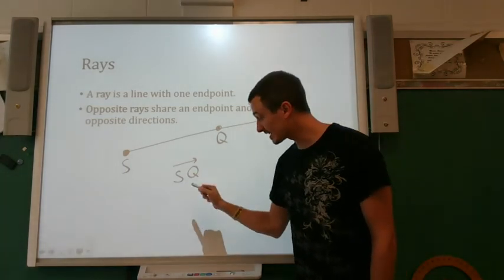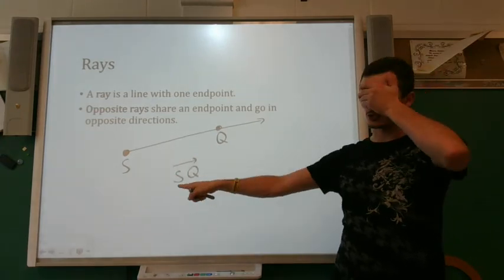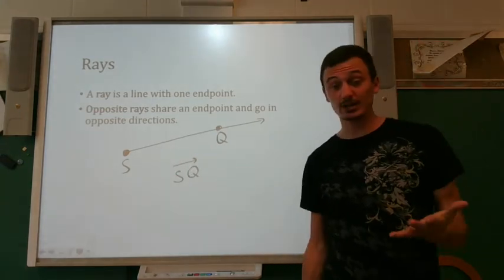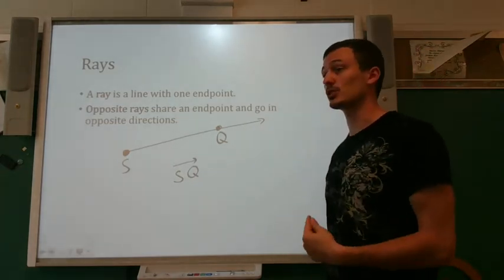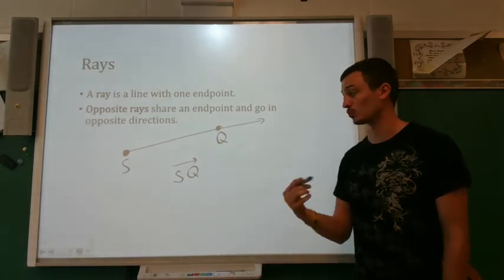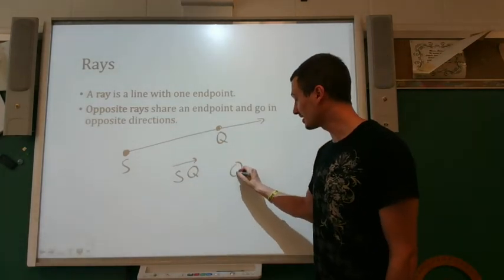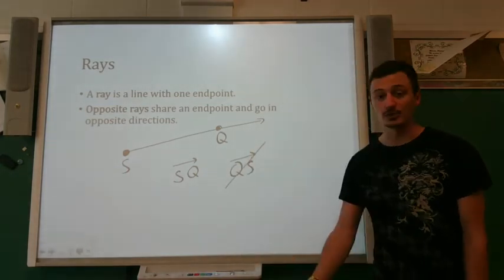And just looking at this, if I didn't see the diagram, pretend I didn't see the diagram, and you tell me that there's ray SQ, just by hearing that, I know that the endpoint is S. The endpoint of this ray has to be S because it's the first point you say when you named that ray. I cannot call this ray QS. I cannot do that.